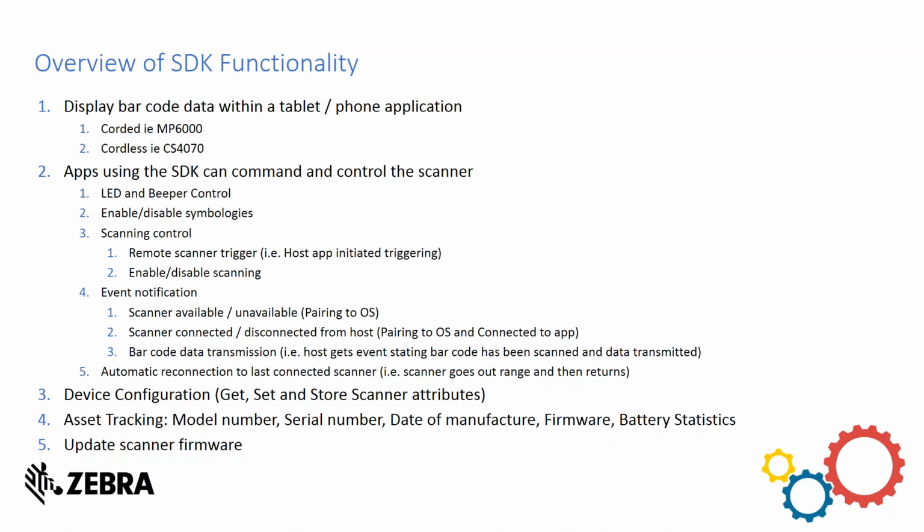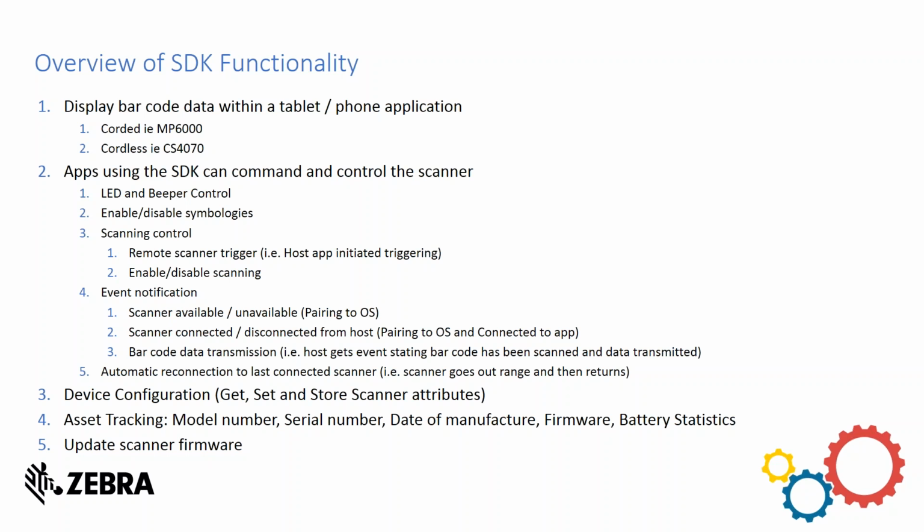So when you connect your device, you've got a bunch of different control. You can control the LEDs and the beeper. You can enable and disable symbologies. So if you're on a particular page and you don't want any code 128 scanned on that page, it's very easy to do for that page. You come off that page to go to the next page, you could turn it back on. You have scanning control. So you can remotely trigger a scan, and I'll demonstrate that. So a button on your phone or your tablet or your computer could trigger a scan. Or you can enable and disable scanning also, where all scanning is turned on and off.